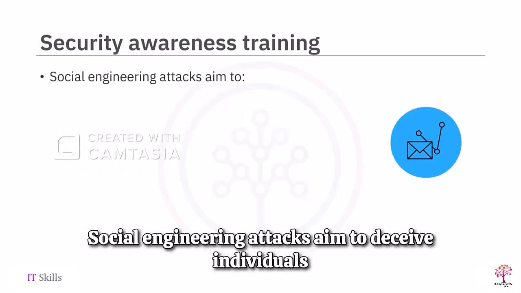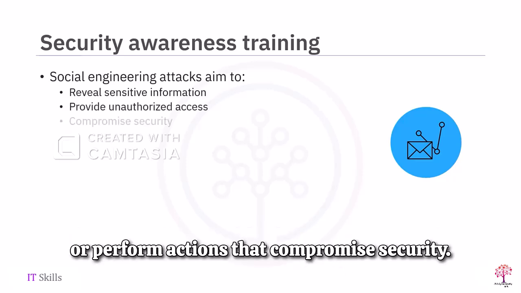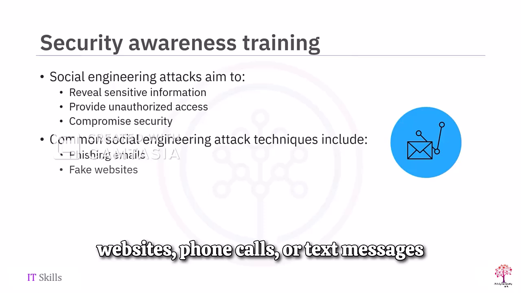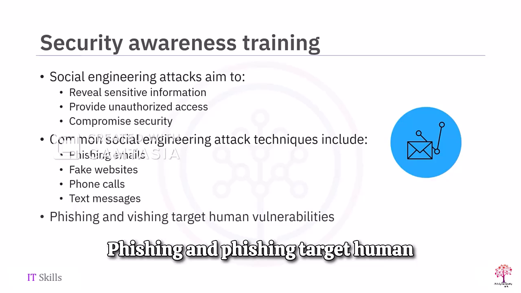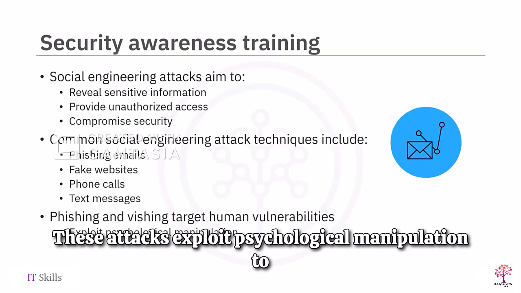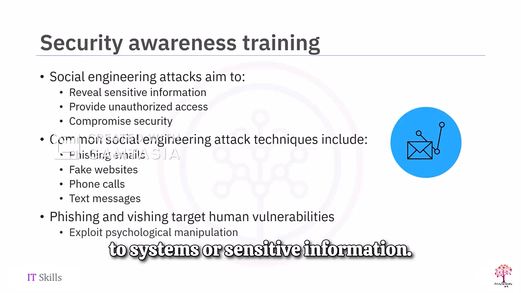Social engineering attacks aim to deceive individuals into revealing sensitive information, provide unauthorized access, or perform actions that compromise security. Common techniques include phishing emails, fake websites, phone calls, or text messages designed to seem legitimate and trustworthy. Phishing and vishing target human rather than system vulnerability. These attacks exploit psychological manipulation to deceive users and gain unauthorized access to systems or sensitive information.